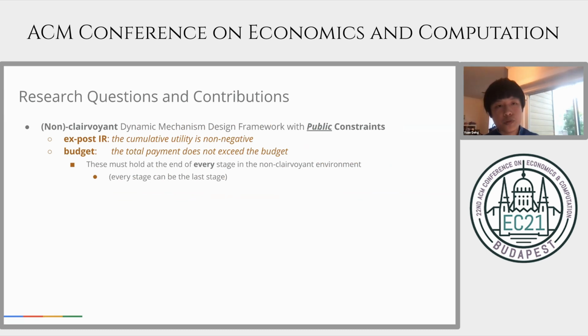So in this paper, we propose a new mechanism design framework for both clairvoyant and non-clairvoyant dynamic mechanisms with public constraints. Two canonical constraints are the ex post IR constraint and the budget constraint. For ex post IR, we require that the cumulative utility of the buyer should be non-negative. As for the budget constraint, we require that the total payment of the buyer should not exceed her budget. It's worth mentioning that in a non-clairvoyant environment, this constraint must hold at the end of every stage, because every stage could potentially be the last stage.